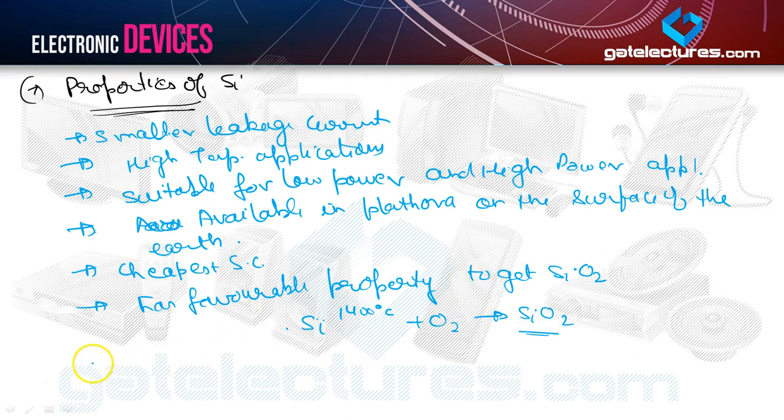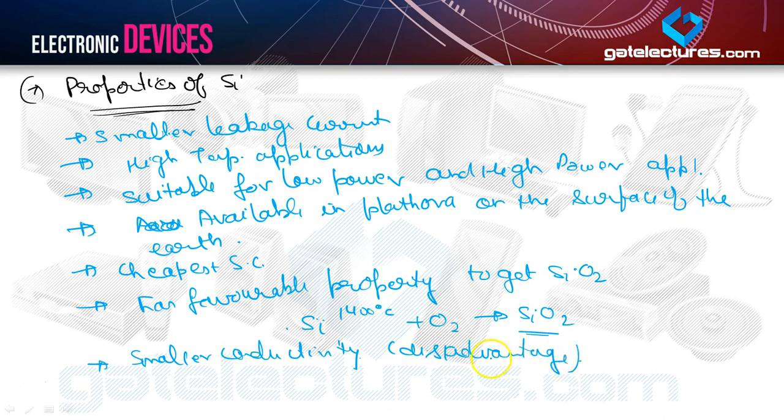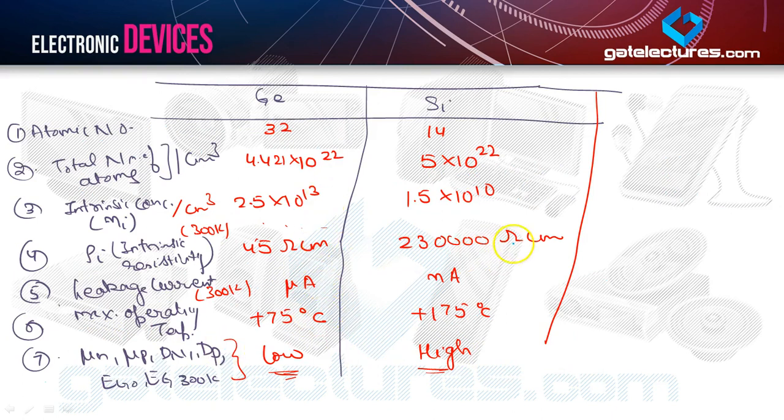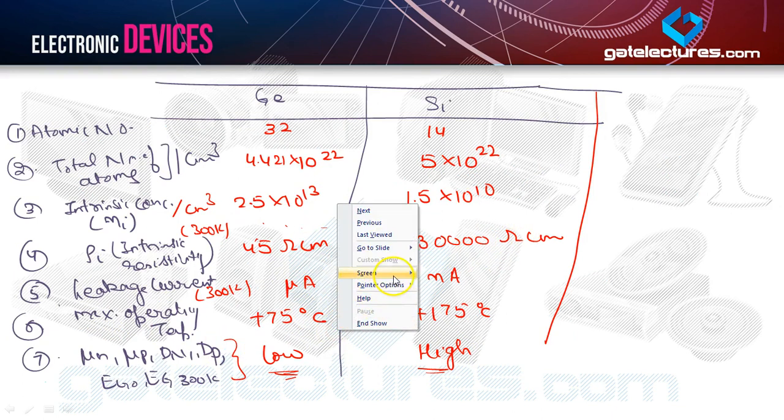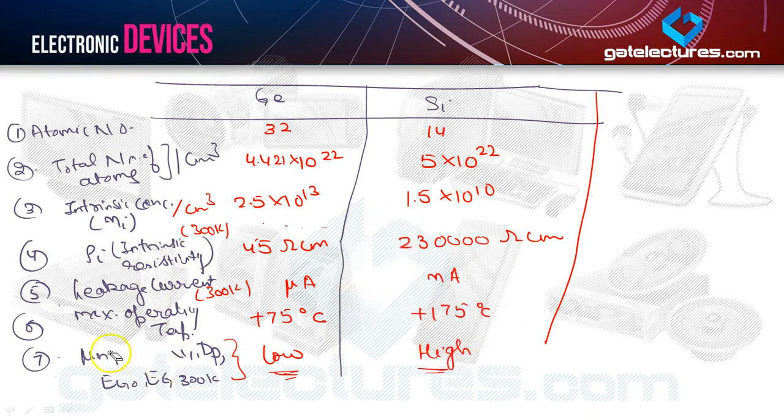The main disadvantage of silicon over germanium is a smaller conductivity. Just let me make a correction here. I made a mistake in writing here, so let me erase this portion. Sorry for that.